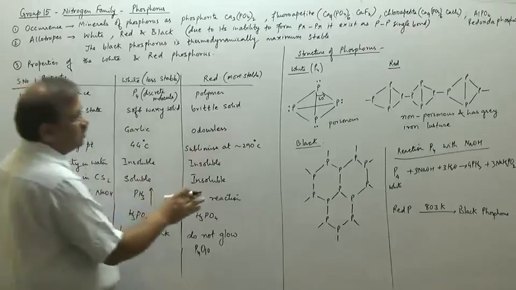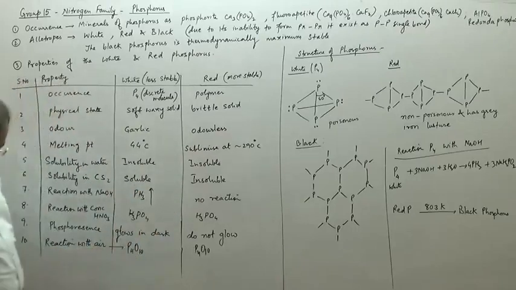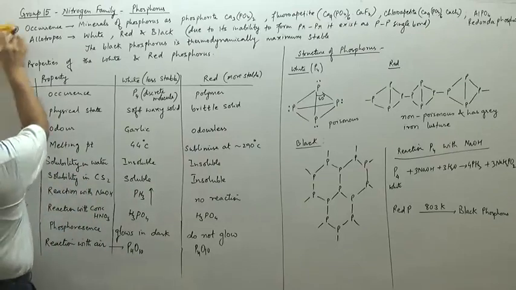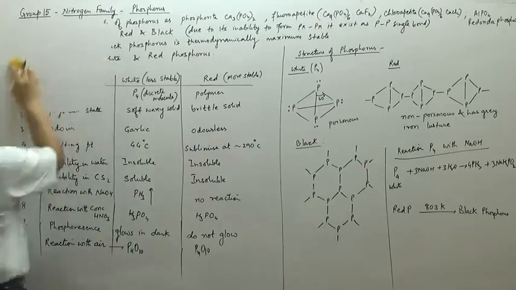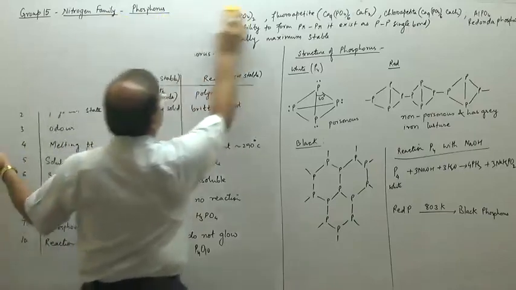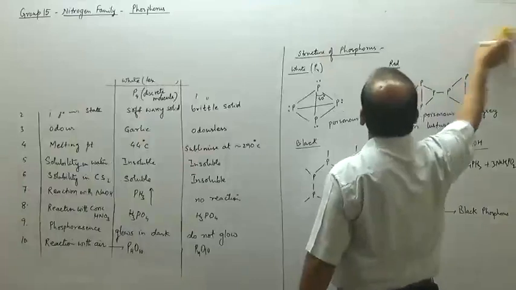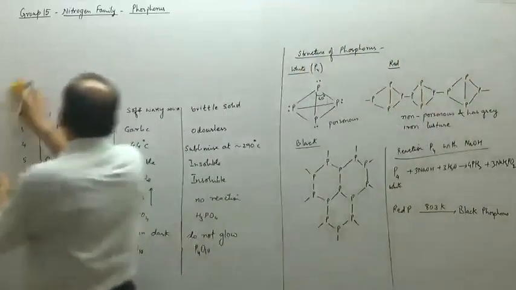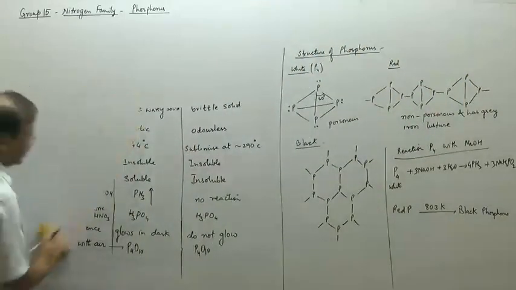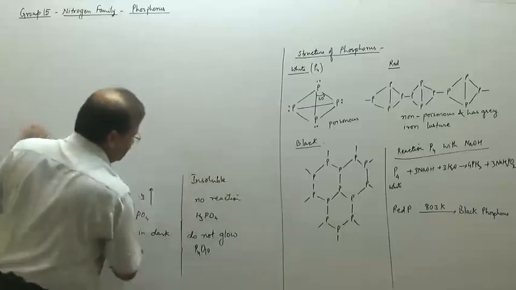So this is what we say about the structure of phosphorus and their properties. Now we'll discuss a few parts about the black phosphorus.